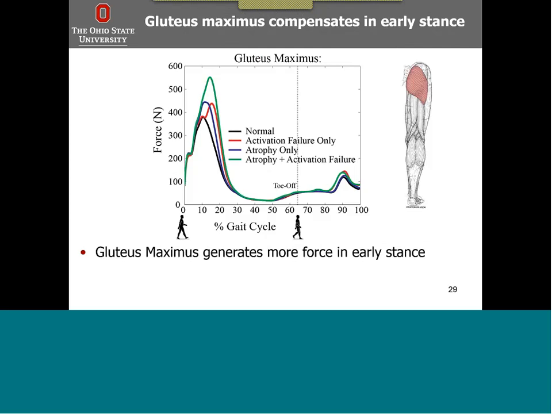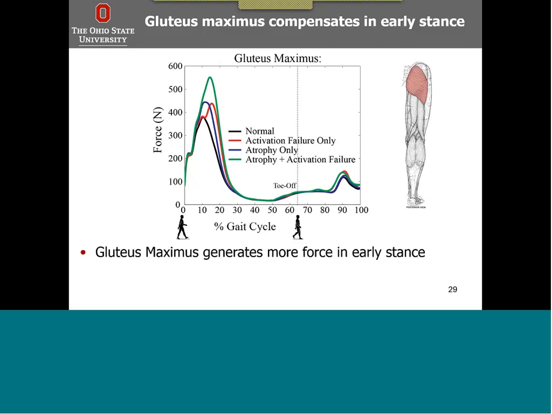So then looking at those 2 compensating muscles in a little more detail, first looking at the Gluteus Maximus force output. This plot is showing force output with respect to % gait cycle. Each of the lines is averaged across all 7 subjects. Black line represents the normal full strength simulation. The red line is for the case of activation failure only of the quadriceps. Blue line for atrophy only, and then green for the combined case of atrophy plus activation failure of the quadriceps.